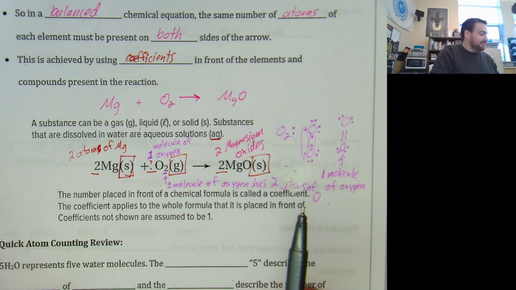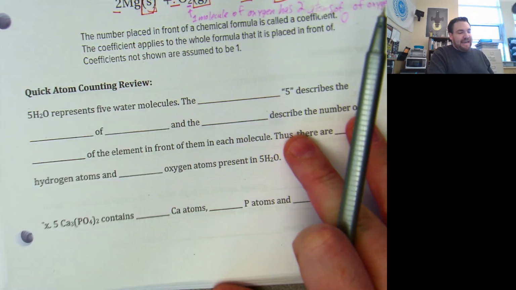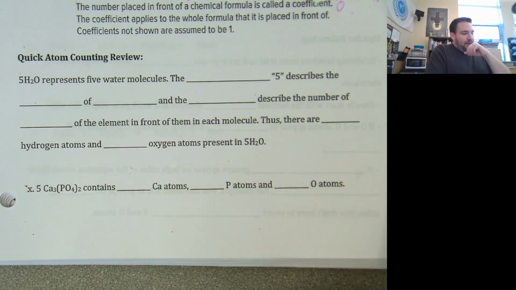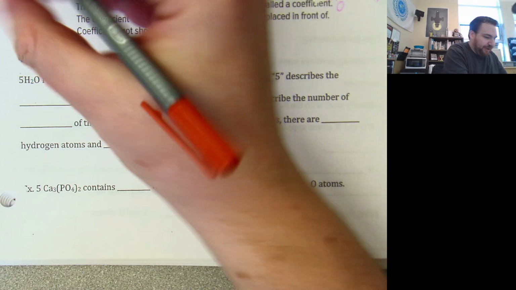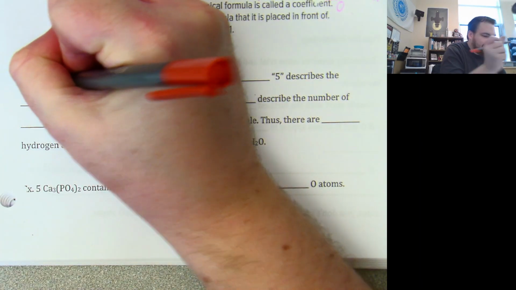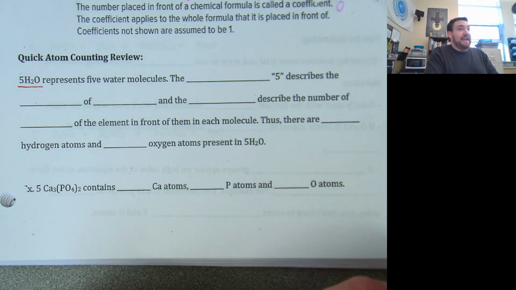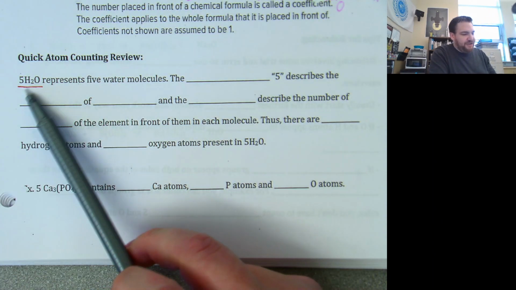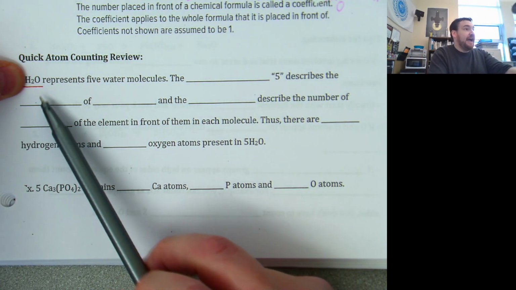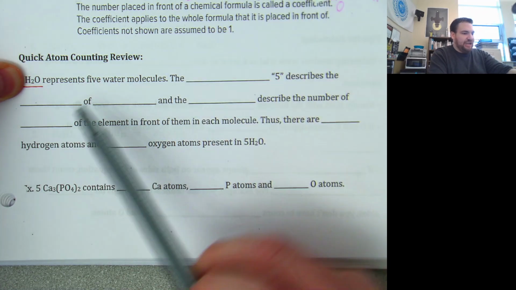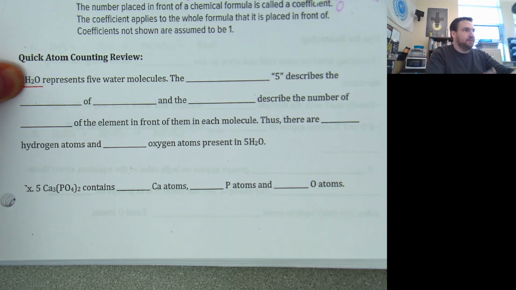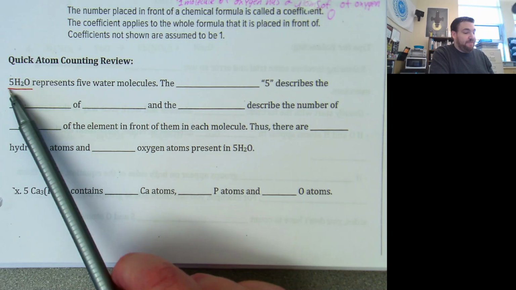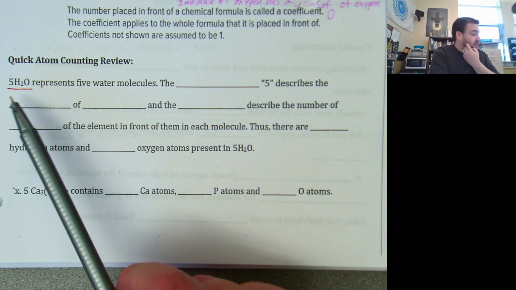So, let's go play with this. Quick atom counting review. Let's make it more interesting. Here we go. I've got 5 H2Os. That 5 out front is the coefficient. If I cover up the 5, you still know what's there. H2O is water, dihydrogen monoxide. The 5 out front means that I've now got 5 molecules of water.